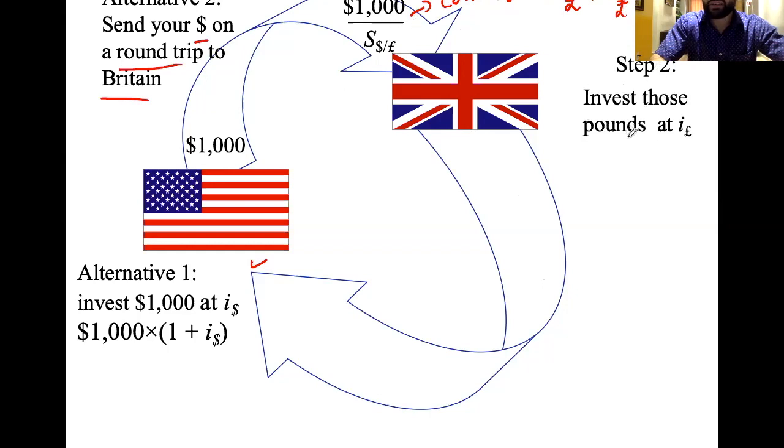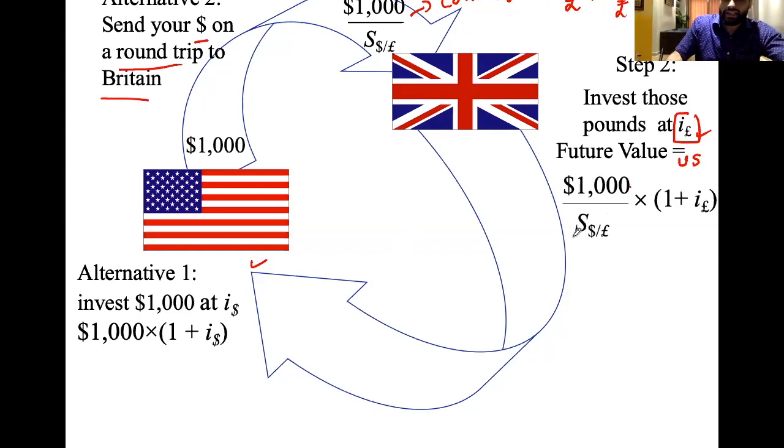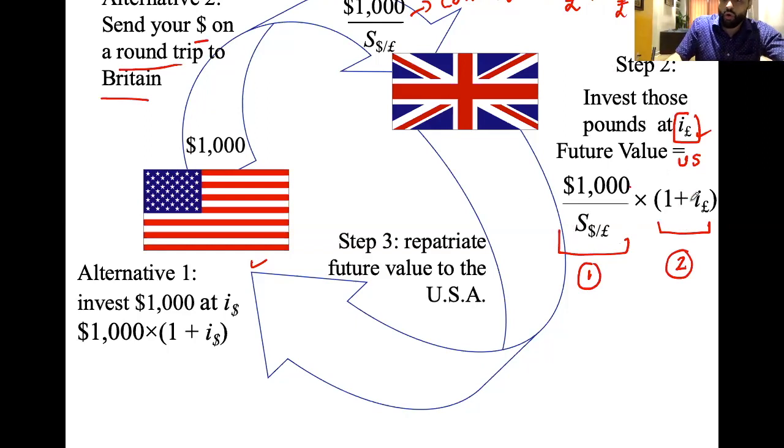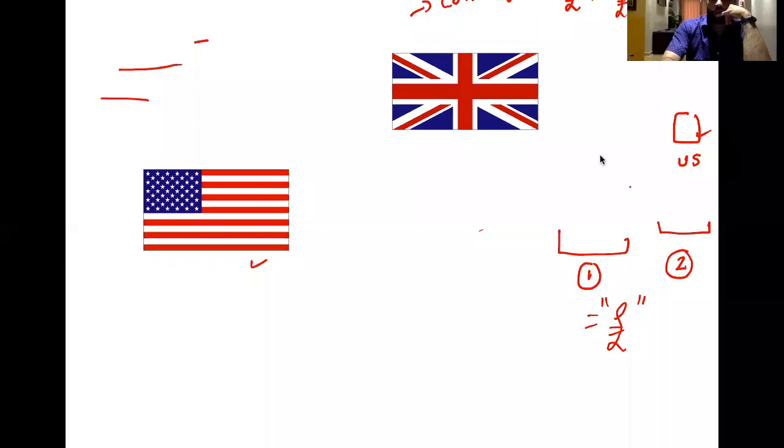Step 2 is to invest those pounds at the interest rate in England. Then the future value will be this: step 1 is the conversion, and step 2 is the investment. So this is the value. This is the future value of your currency when you convert from US dollars to pounds and invest in pounds. Now, repatriate the future value in the USA.